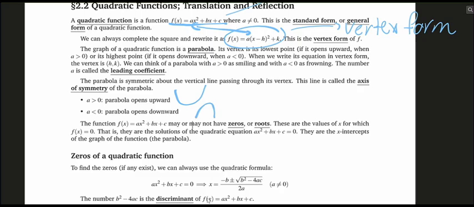So think of it kind of as a smiley face and a frowny face, depending on whether A is positive or negative. If A is positive, your parabola is happy, so it's smiling. If the leading coefficient is negative, your parabola is sad, so it's frowning.